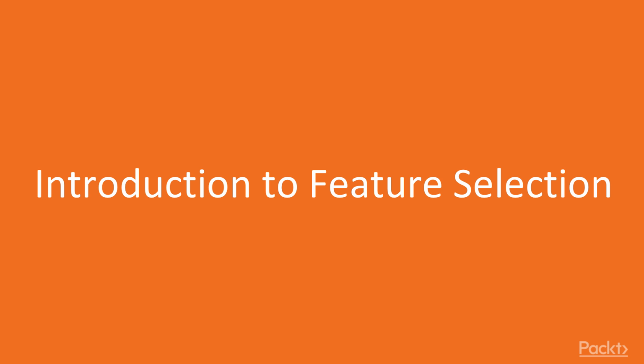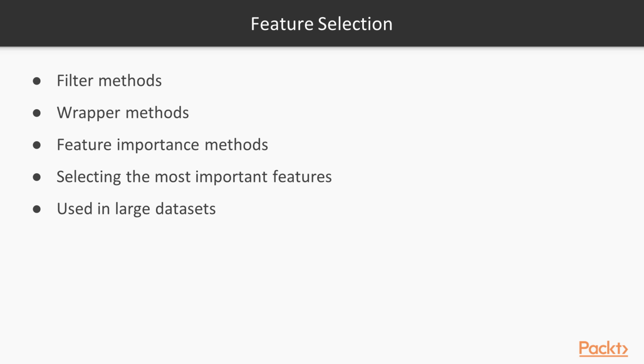In the first video, we're going to go through an introduction of feature selection. So there are many feature selection techniques. 3 of those techniques are filter methods, wrapper methods, and checking the feature importance. Feature selection mainly means that you select the features that are most important. This is very useful in larger data sets where you're trying to reduce the number of dimensions.